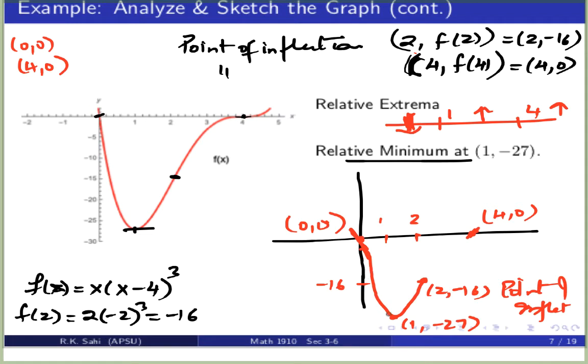You see this one is concave up. Then just give a little bend to show that there's a concave down. And then just a little bend after 4, 0 to show it is concave up. Okay? So that's how we do it.